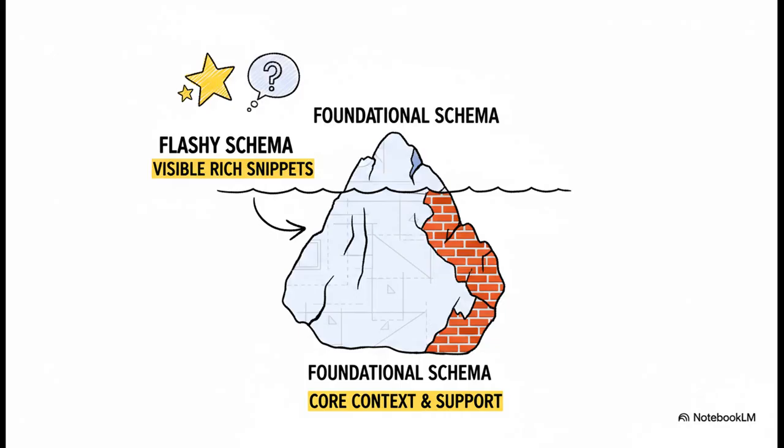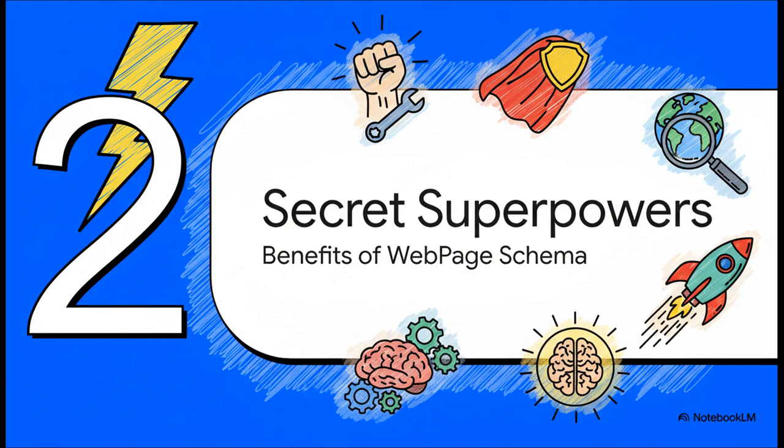Now, you're probably more familiar with what I call the flashy schema types. The FAQ or review schema that create those cool, eye-catching rich snippets right there in the search results. Web page schema is different. It's foundational. It's working behind the scenes, giving Google the core context that actually makes all those other flashy schemas work even better. So what does this actually do for your site? I'm glad you asked. When you implement web page schema correctly, you basically unlock 5 secret superpowers for your pages.